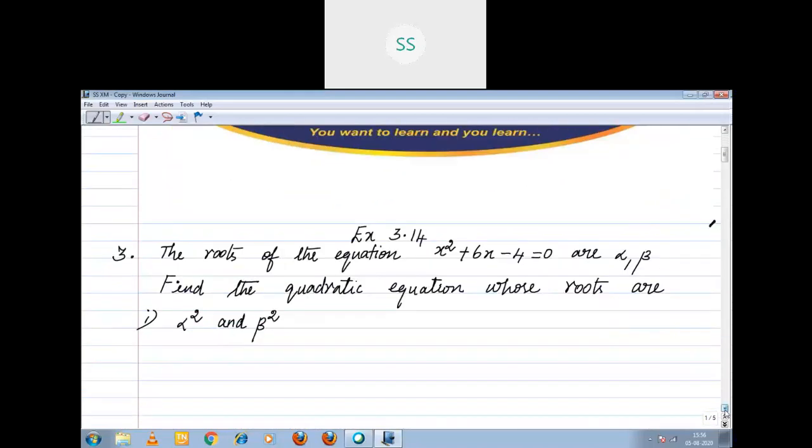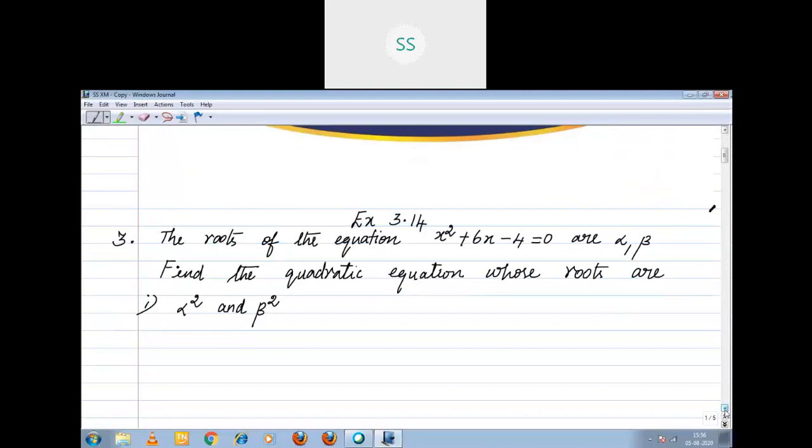Today I am going to discuss exercise 3.14, question number 3. The roots of the equation x square plus 6x minus 4 equal to 0 are alpha comma beta. Find the quadratic equation whose roots are alpha square and beta square. From the given quadratic equation, we are going to use the coefficients and find what is alpha plus beta and what is alpha beta, right?